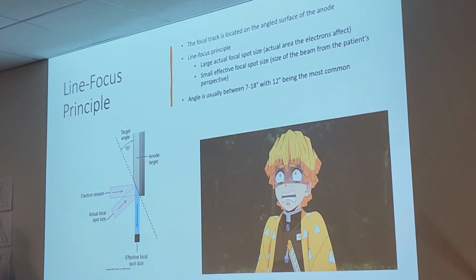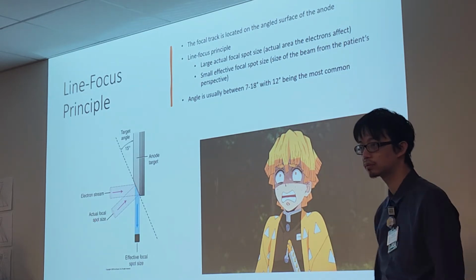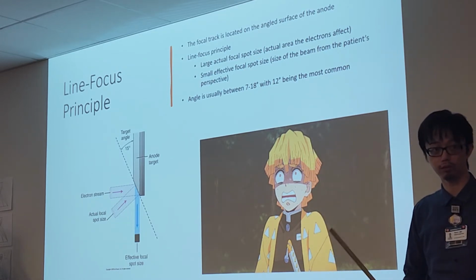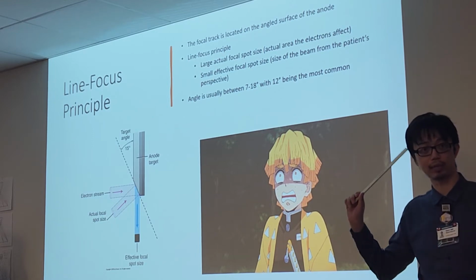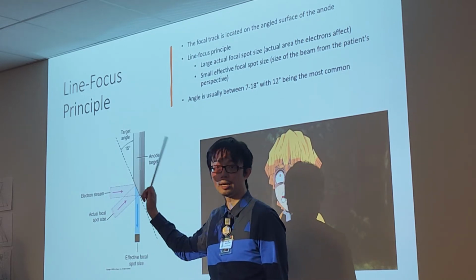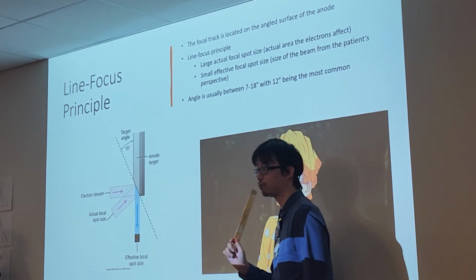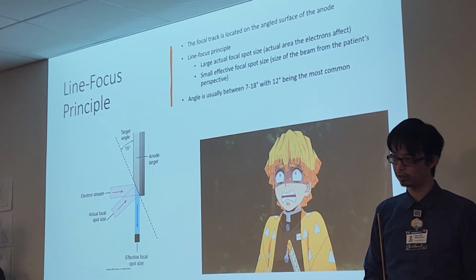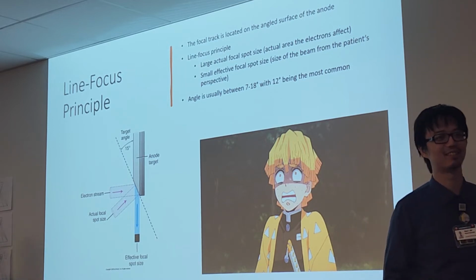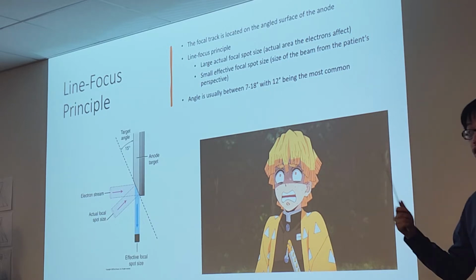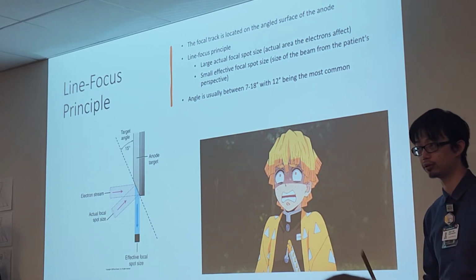What happens at the actual focal spot? Heat. By having an angle, the line focus principle tells us that we increase the area that the electrons have to hit. Which means, what are we doing to the heat? We're spreading it out. Very good. We're spreading it out so we don't heat that area as quickly. It takes longer to heat up that area because we're spreading the heat out.